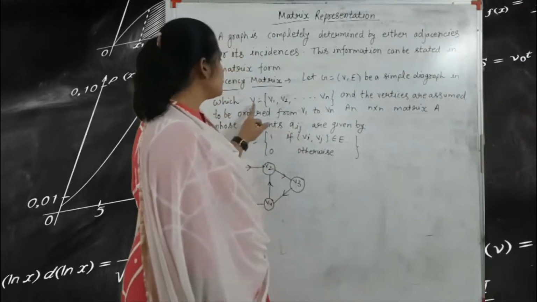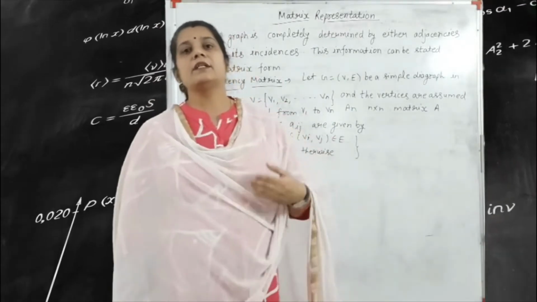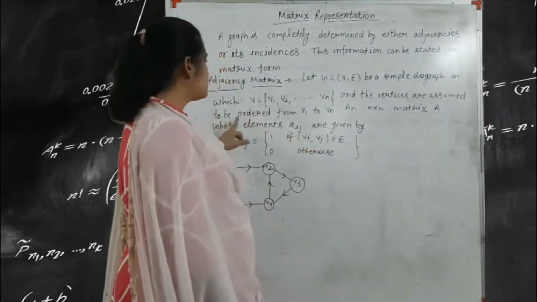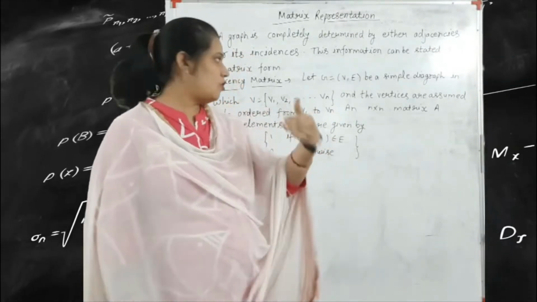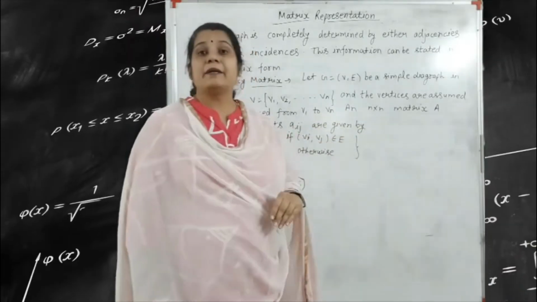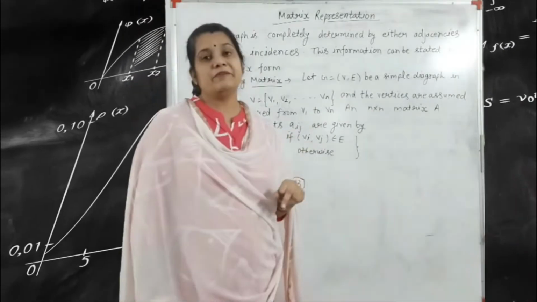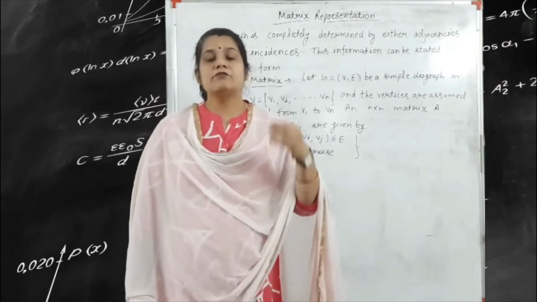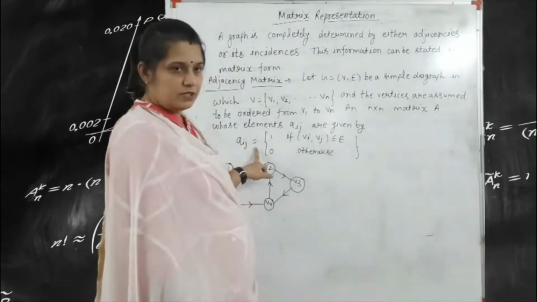In which V is equal to V1, V2 up to Vn. That means we are given the vertices V1 to Vn, and the vertices are assumed to be ordered, that means V1, V2, V3 up to Vn, and an n by n matrix whose elements Aij are given by the following. That means with the help of matrix representation, we find the square matrix.